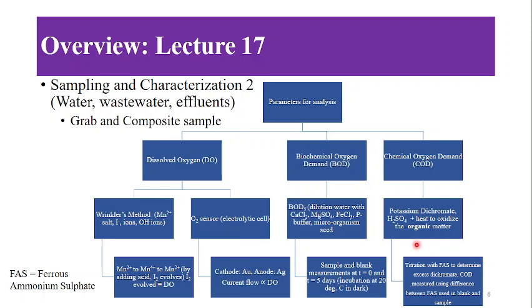The dichromate used to oxidize the sample is basically the amount of organic matter present. If there is any excess dichromate in the solution, it is then titrated with ferrous ammonium sulfate. The difference in excess dichromate between the blank sample and the original sample gives us the COD value.